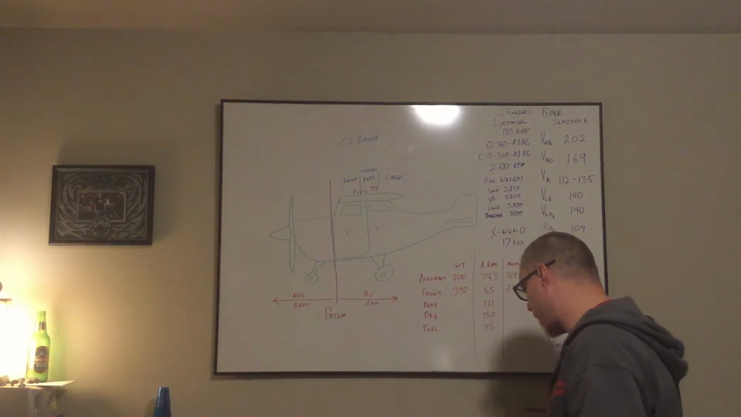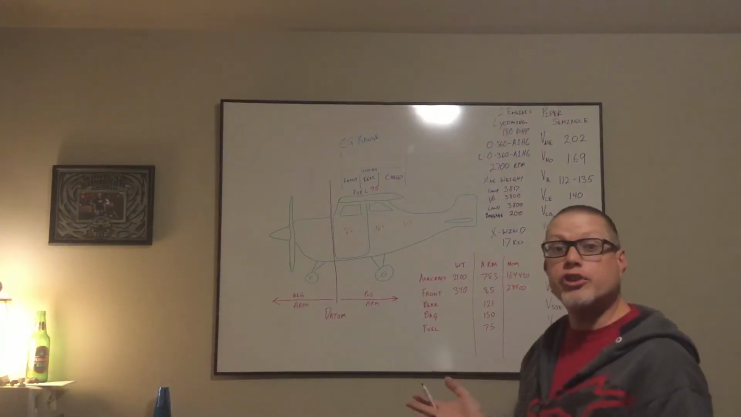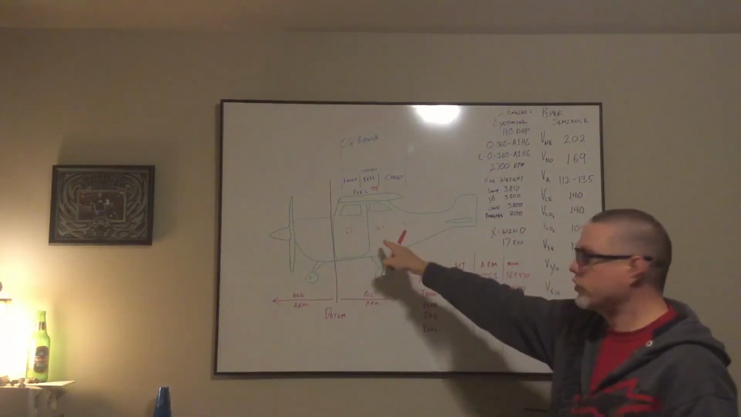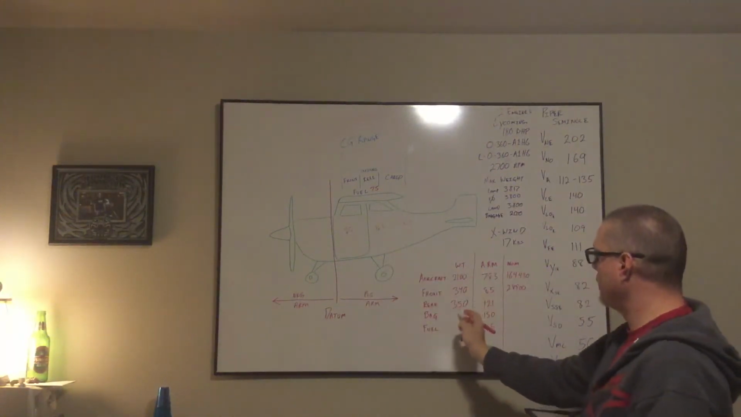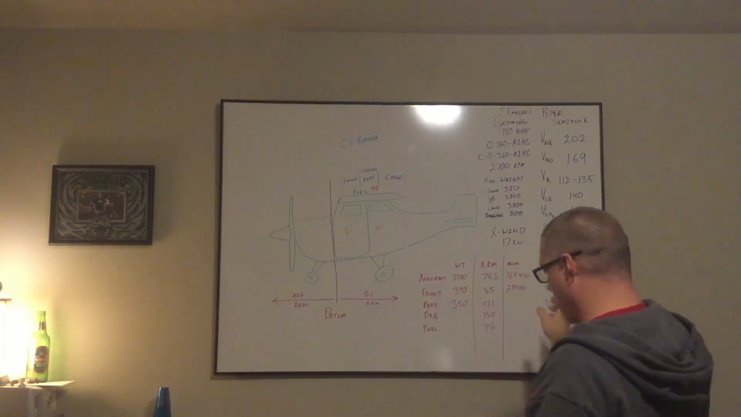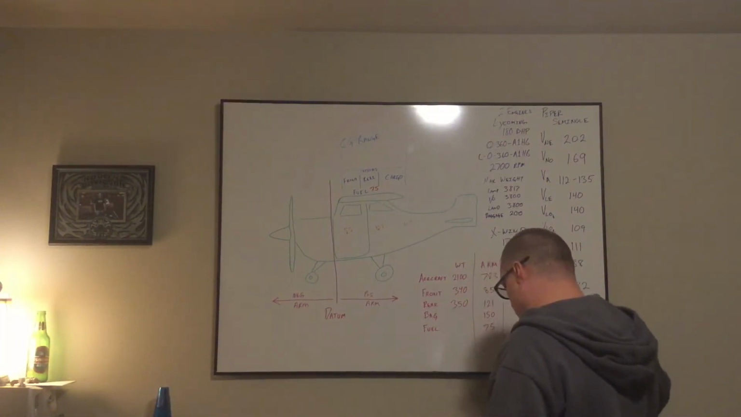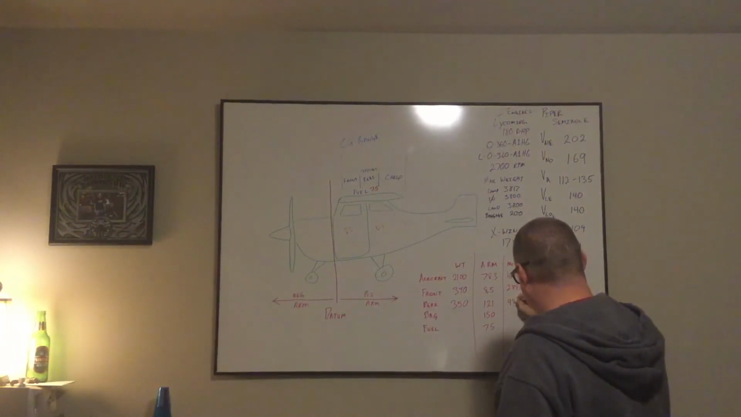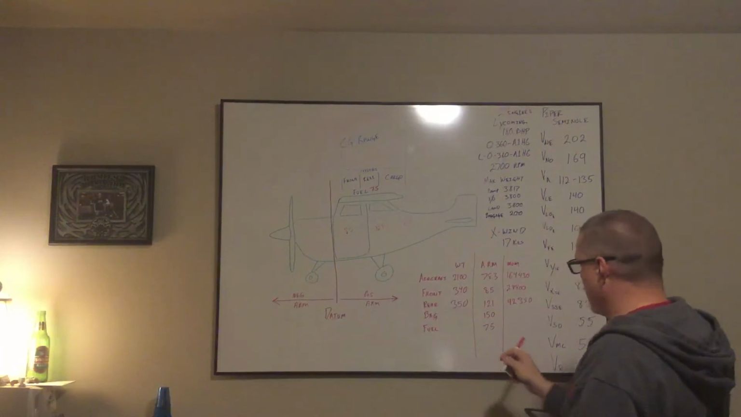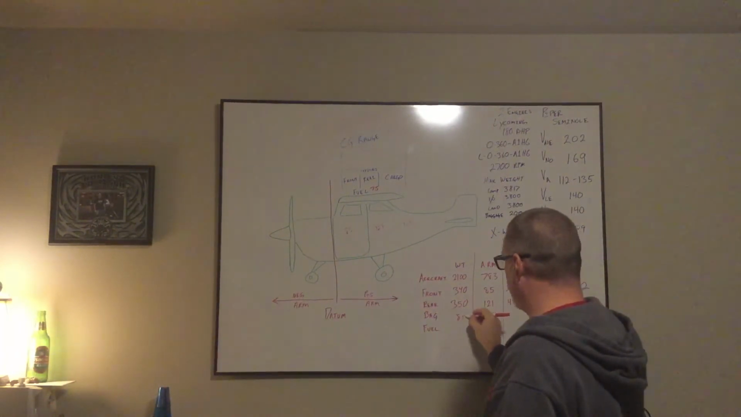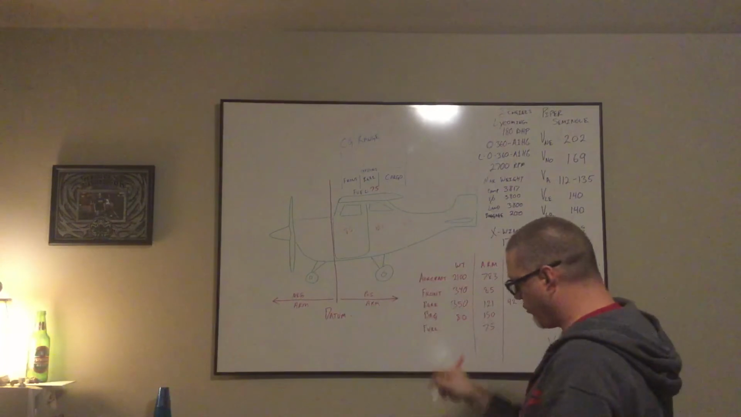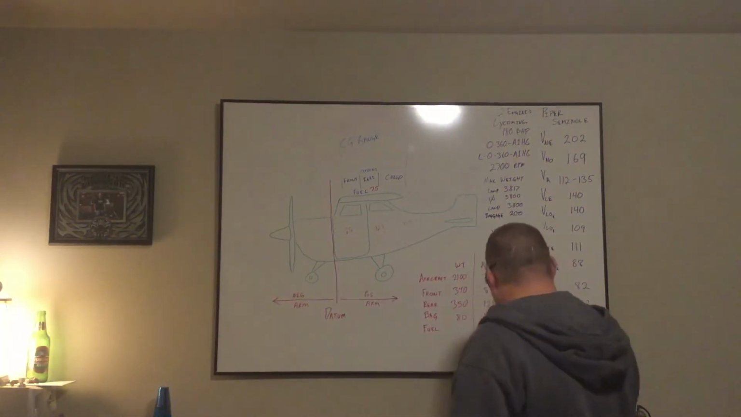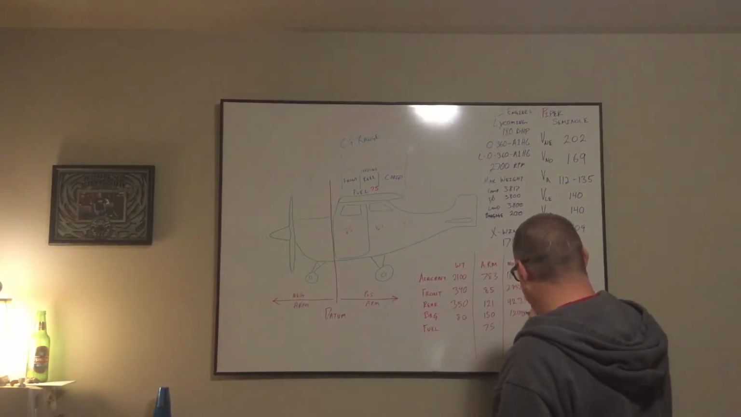Then say we have some rear passengers, and say our rear passengers together weigh 350 pounds. So we'll put 350 right here. That's 121 inches back, so we multiply the weight times the arm to get our moment. That would be 42,350. So then say we have 80 pounds of baggage. We multiply that times the 150 because that's the inches back once again. So that gives us 12,000.